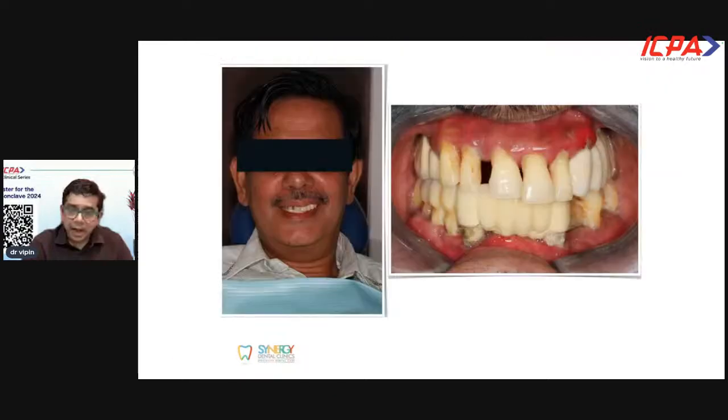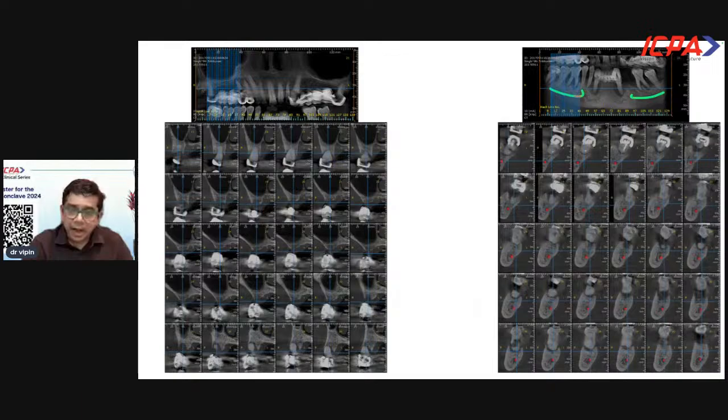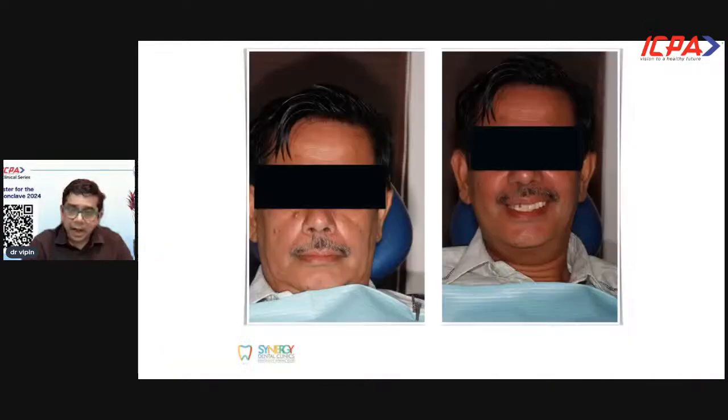Another case: this patient came to me from close to Lucknow, and he had severe periodontitis. This was in 2013, when my lab was absolutely new. I had recently purchased an Amann Girrbach, and this was one of my first full mouth cases in my lab. A scan was taken, and most of the teeth were badly shaking.